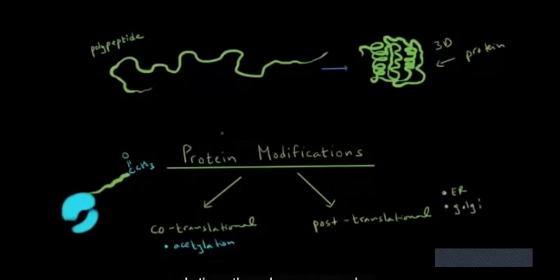So let's go through some examples. The first post-translational modification I want to talk about is glycosylation.